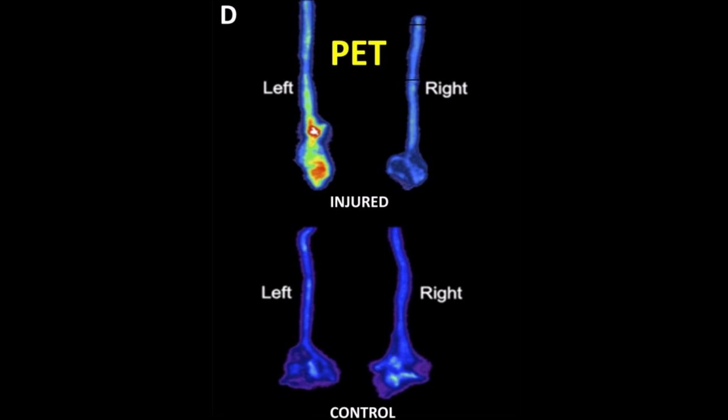Here is an image of nerves that was generated by PET. As you can see, the nerve on the left has a much greater concentration of fluorine molecules that emit gamma rays, meaning that it is likely an injured area.